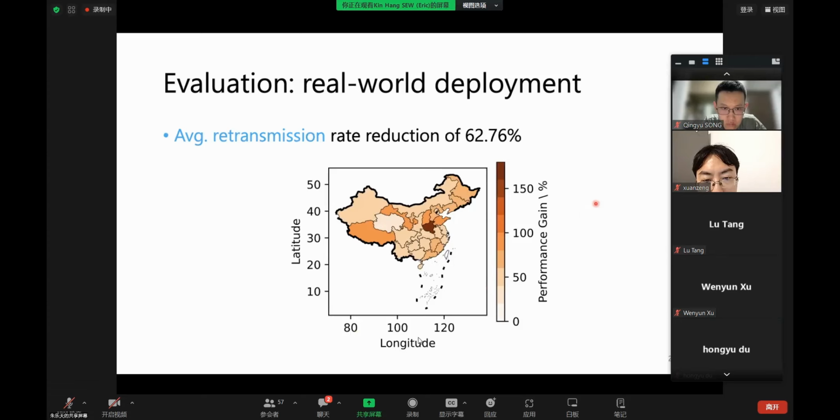Another experiment is the retransmission rate reduction. This figure shows the retransmission rate reduction in different provinces. And the experimental result shows there is an average retransmission rate reduction of 60%. So also a good number.